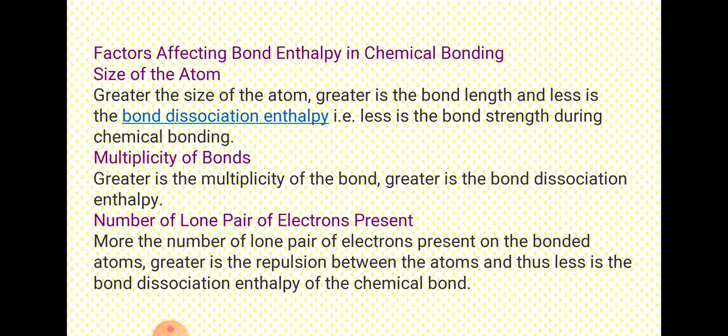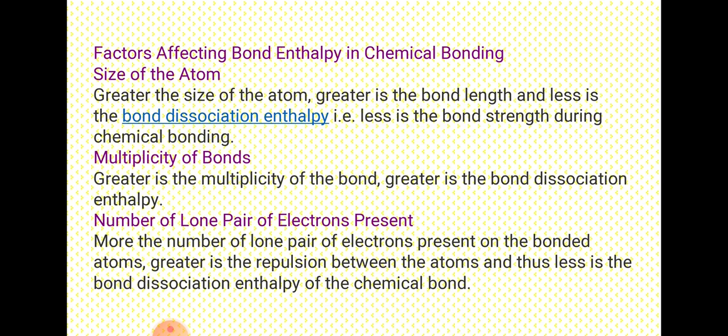Factors which affect bond enthalpy in chemical bonding. Number 1 is size of atom. Greater is the size of atom, greater is the bond length, and less is the bond dissociation enthalpy. That is, less is the bond strength during chemical bonding.